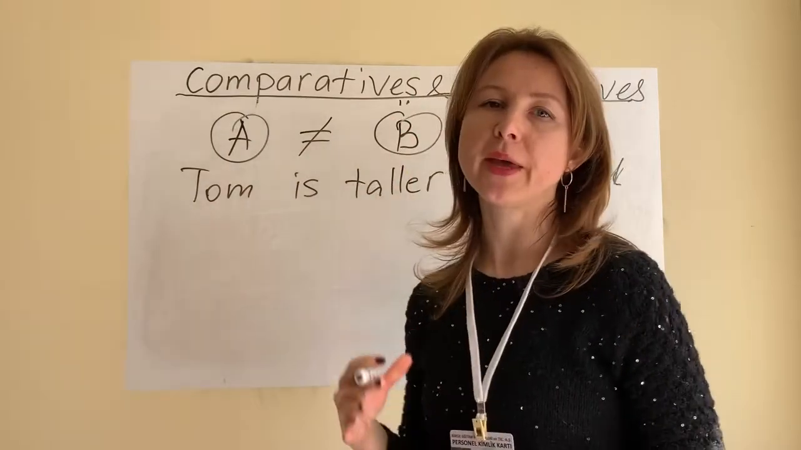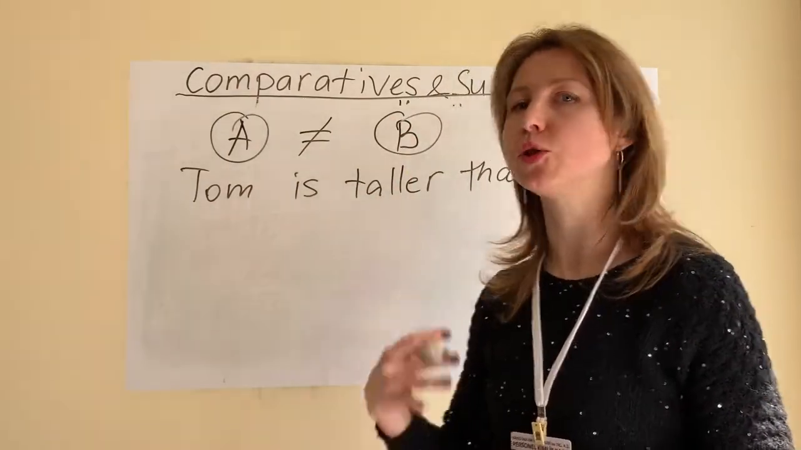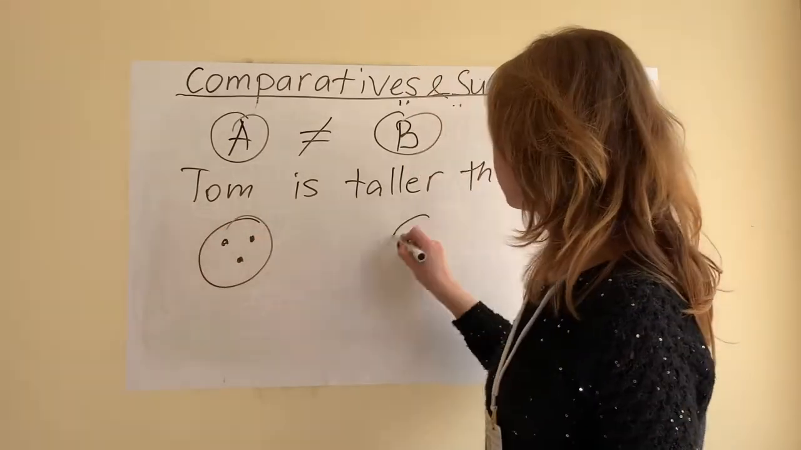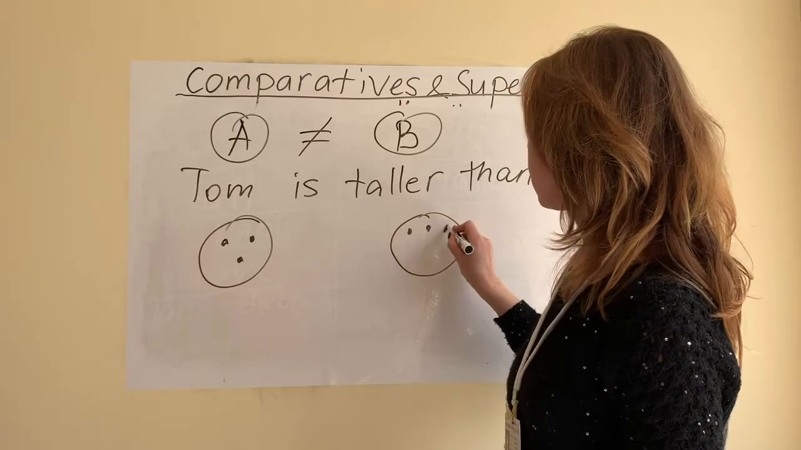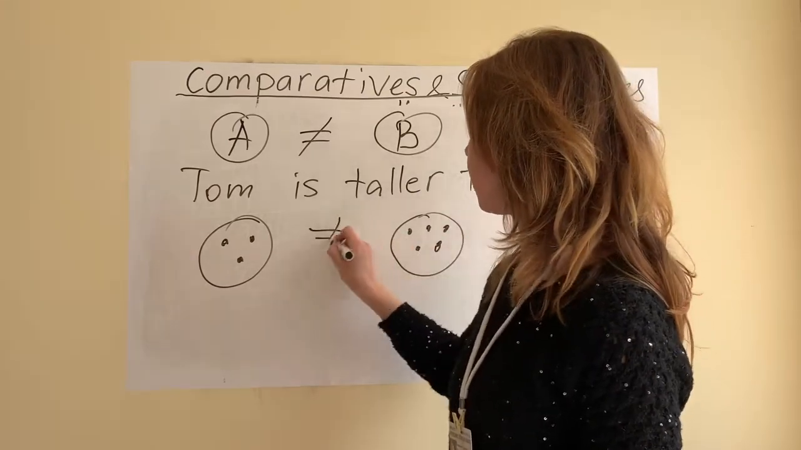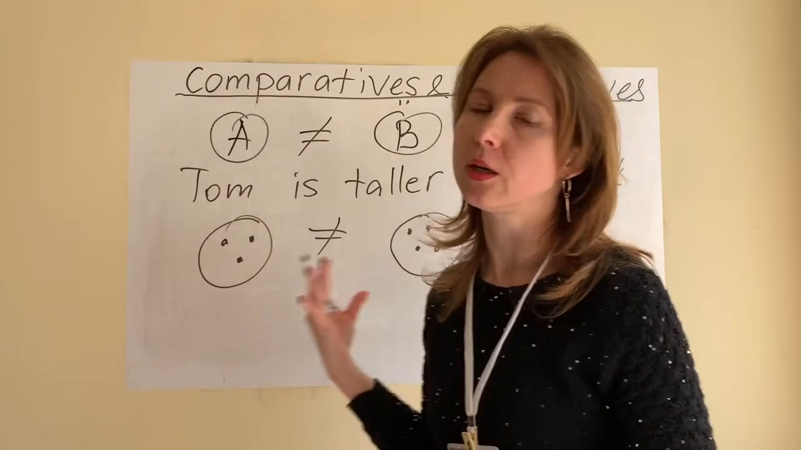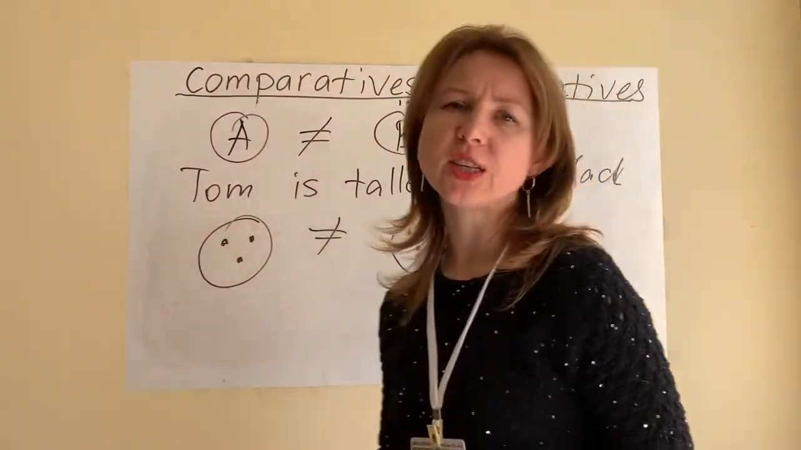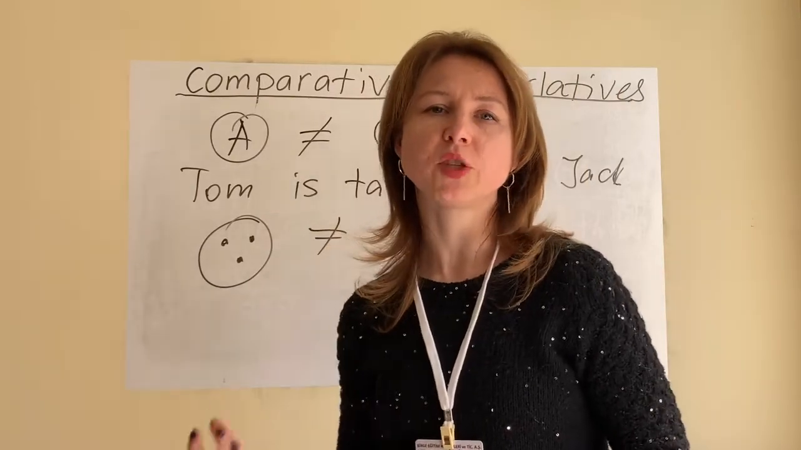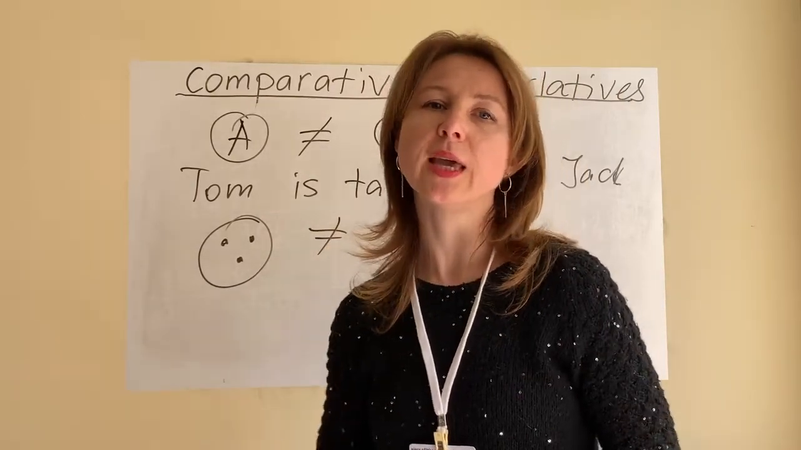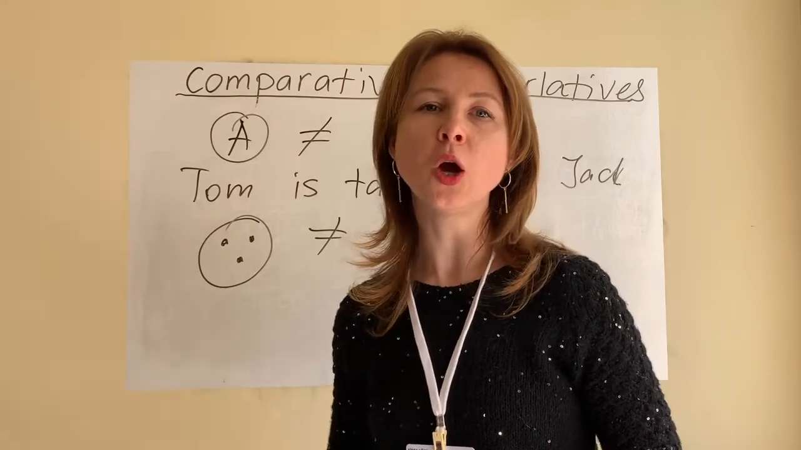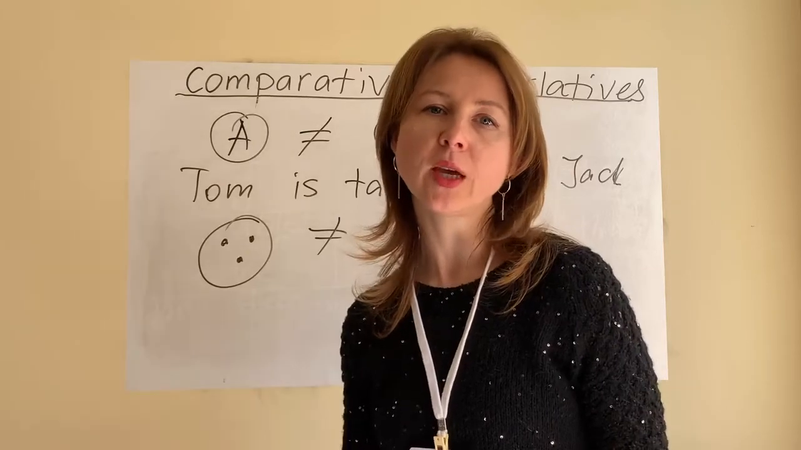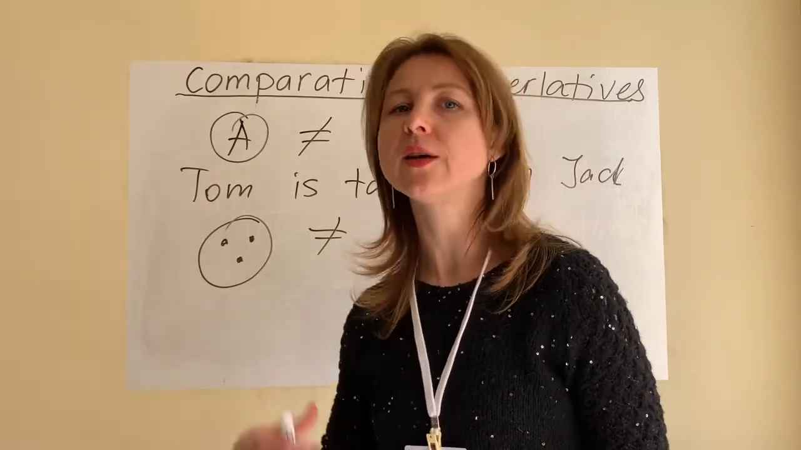Or you may also compare two groups of people or two groups of things, like this one group, and here is another group, and they're also not equal. You may use comparatives as well. Just imagine you want to compare subjects like English and PE. You say English is more difficult than PE, or you want to compare two months, August and January, and you say that August is harder than January.